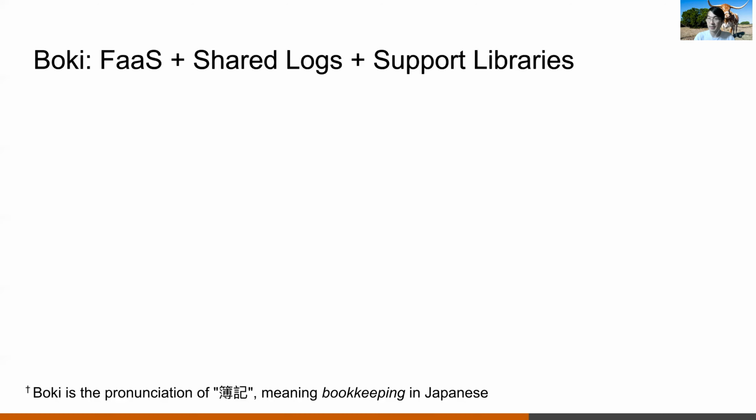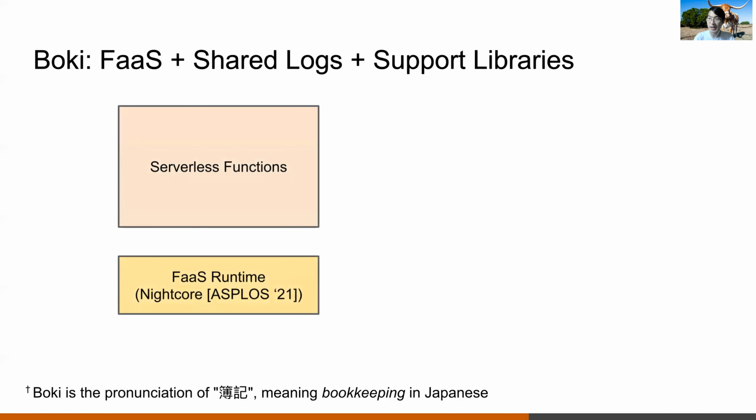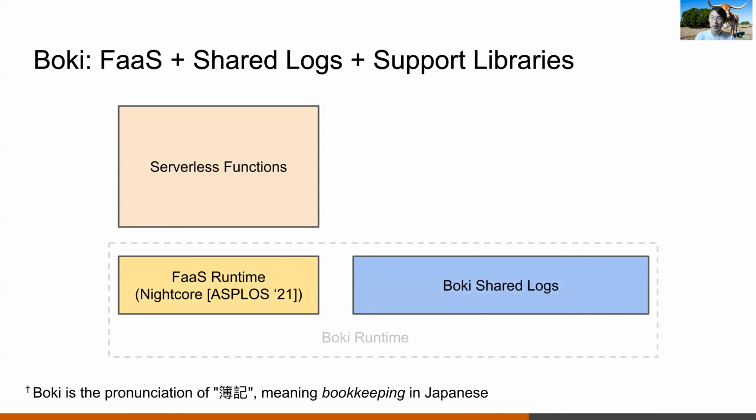So this is our proposed system, Boki, which is a FaaS plus shared logs and support libraries. We start from a fast runtime for executing serverless functions. We use Nightcore, one of our previous works. Nightcore is a low latency, fast runtime optimized for microservices. We then add shared logs. These two components compose Boki's underlying runtime.